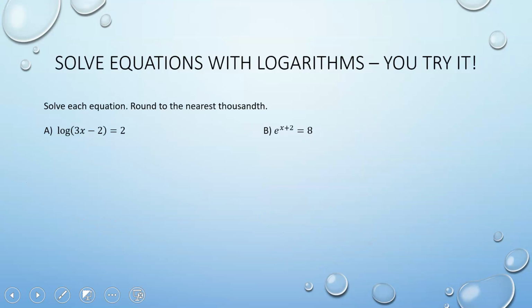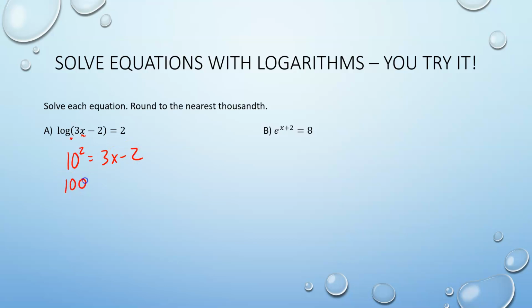Okay, pause the video, try these two on your own. Don't forget to practice typing it into your calculator, and then unpause the video to see how you did. For letter A, you should have seen that it's base 10. So since it's in log and I'm solving what I'm taking the log of, I need to convert to exponential. Since there is no base, it's base 10 to the 2nd power equals 3x minus 2.